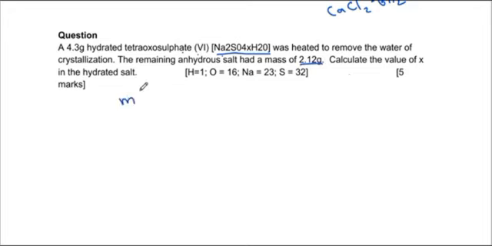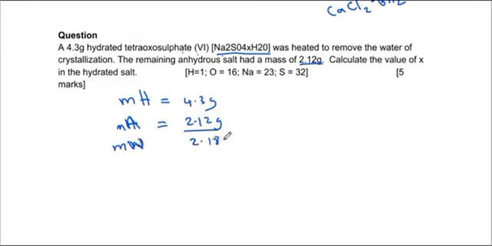So we have here that the mass of hydrated salt is 4.3 grams. And the mass of the anhydrous salt, based on the question, that's the mass of what was left. The remaining that was left is 2.12 grams. That's quite important. So with this, we can find the mass of water. I'm using MW to represent the mass of water, which is going to give us 2.18 grams.